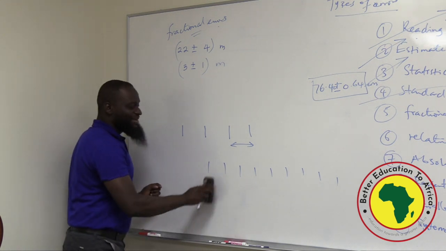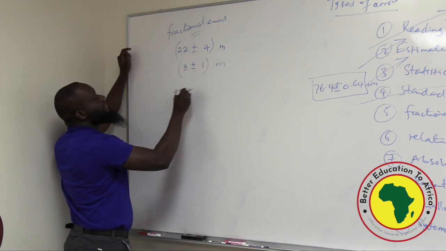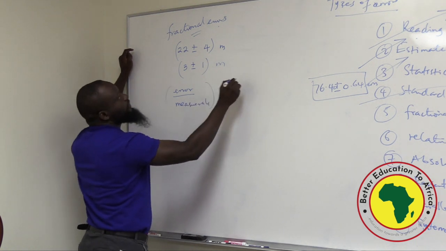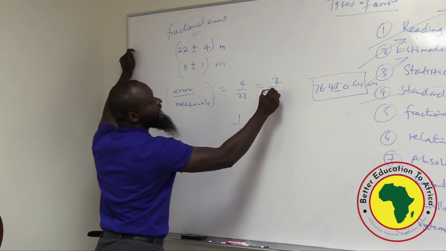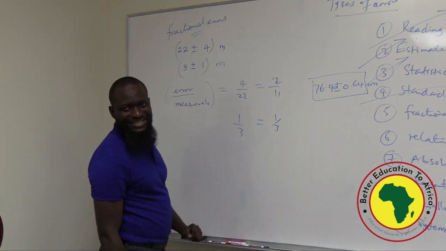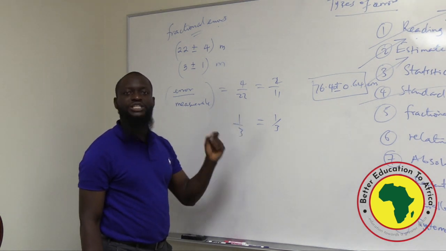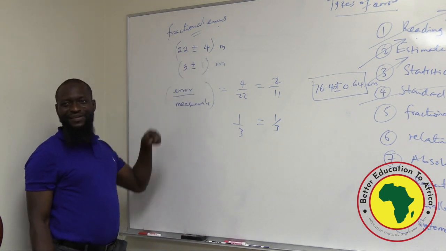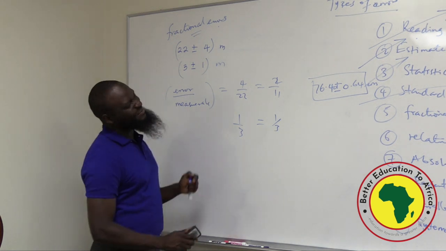So sometimes we can be deceived by the error values, but we take the fraction, the error divided by the measured value. So 4/22 and 1/3. This will give you 2/11, this will give you 1/3. So you see that this one is bigger than this. So from the fractional error, you can tell which error is more. So this is the use of fractional error. It is the error divided by the value measured. Is that okay? The error divided by the value measured. Okay. So it's very important.